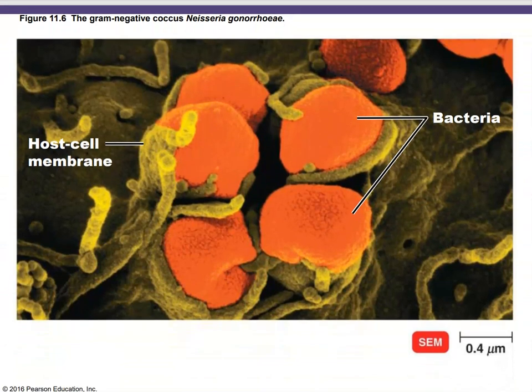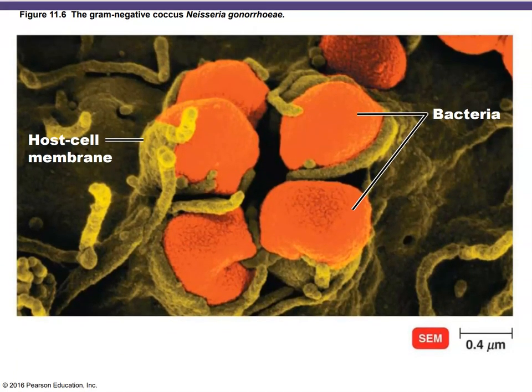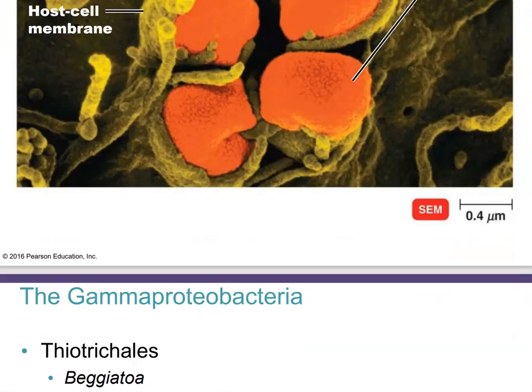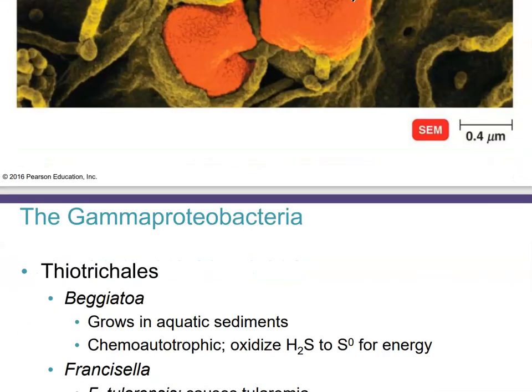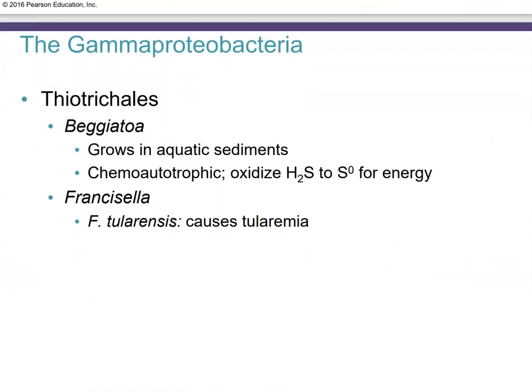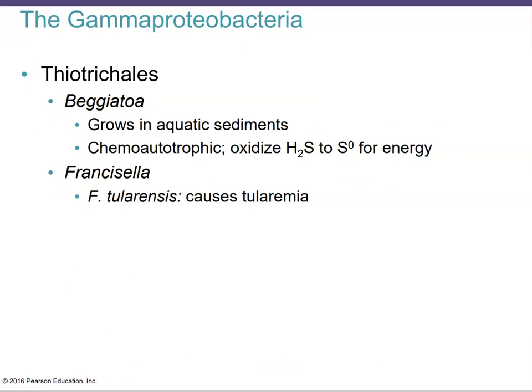Okay, so here is a nice picture of Neisseria gonorrhea. The bacteria in red there, and the host cell membrane sort of in this golden color. It's kind of a cool image right here. Okay, we're done with the beta proteobacteria, moving on to gamma proteobacteria. And so here we're starting out with Diodetrichlis, a very rare kind of bacterium. You'll probably never hear about it again.